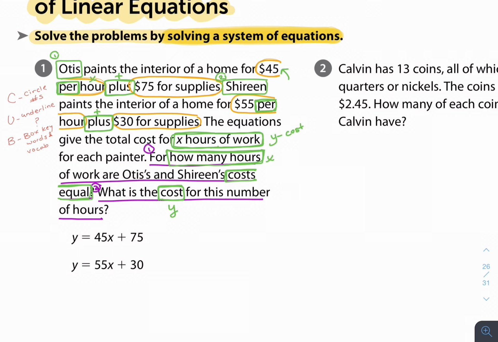An hour is X, as we annotated here, right? So let me just put an X there. So $45 per hour means every hour Otis earns $45. So 1 hour, $45, 2 hours, $90, and so on and so forth, right? So that would be 45X as written right here. Plus $75 for supplies. That means Otis walks into your house and he says, I'm going to paint your home, but I need $75 for supplies. That is your initial payment, your initial value, which is your y-intercept.